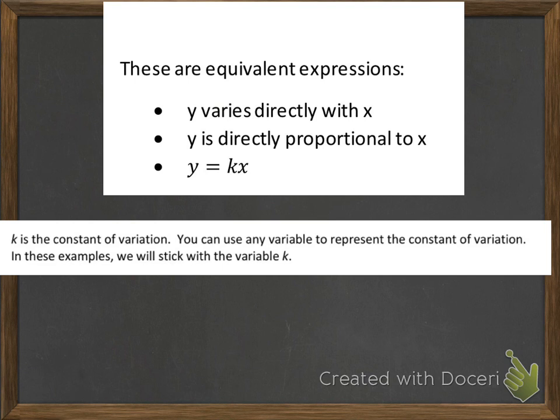Please note that the following are equivalent expressions. Y varies directly with x, y is directly proportional to x, or y is equal to kx. K is called the constant of variation. You can use any variable or any letter here to represent the constant of variation, but in these examples we will stick to using the letter K.